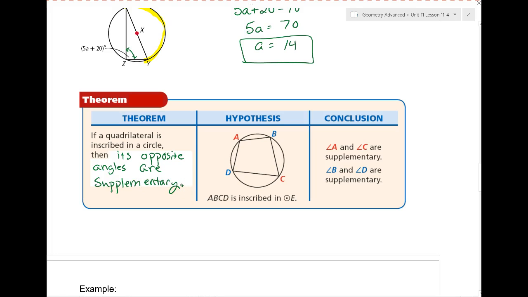All right, where in the world did this come from? We'll talk about it in a moment. It says, if a quadrilateral is inscribed in a circle, then its opposite angles are supplementary. Now, let's remember the rules that we've learned so far.